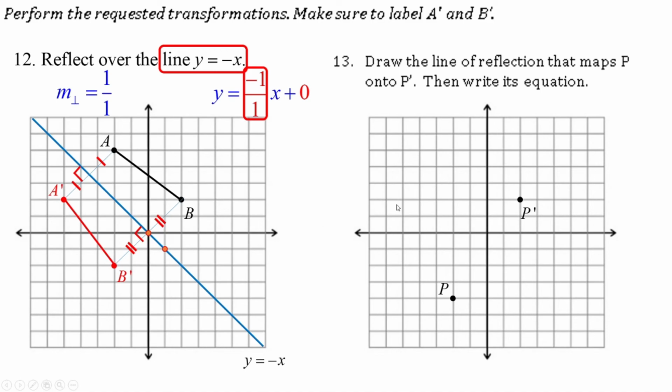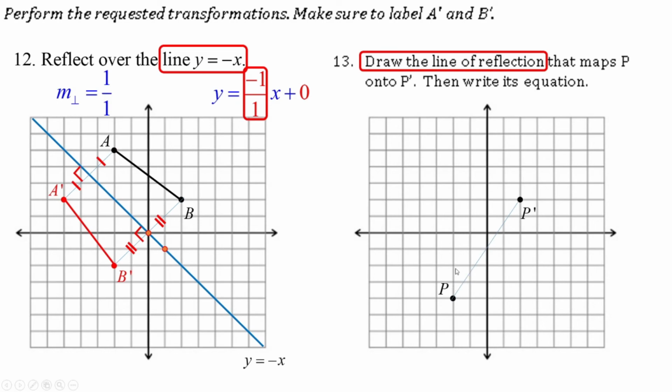All right. Now number 13. Draw the line of reflection that maps P onto P prime. So we need the line of reflection. Then write its equation. So we're going to need a midpoint of a segment here. And then we're going to need a slope. Okay? So midpoint. Well, we found midpoint earlier, and we got a formula for that. This one you might be able to see pretty easily too.